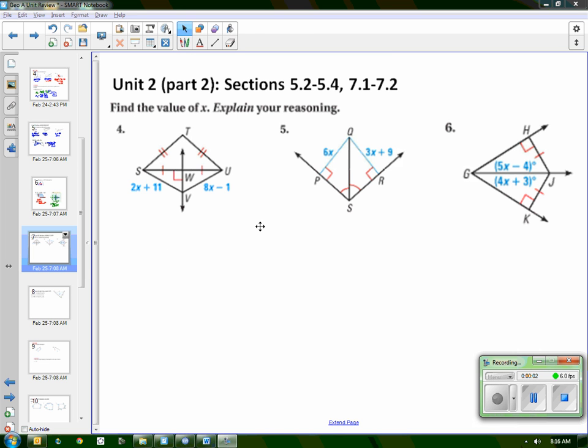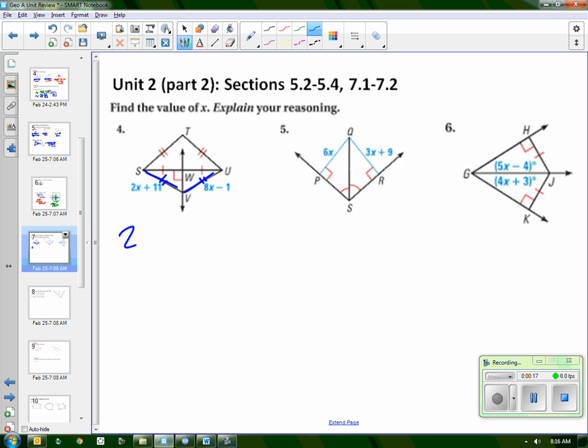Unit 2, Part 2. This looks terrifying. What do we got here? It looks like a perpendicular bisector, and then we've got some segments that connect to a point on the perpendicular bisector. Wait a minute. I remember these are congruent segments. If they connect to a point on a perpendicular bisector, I can set them equal.